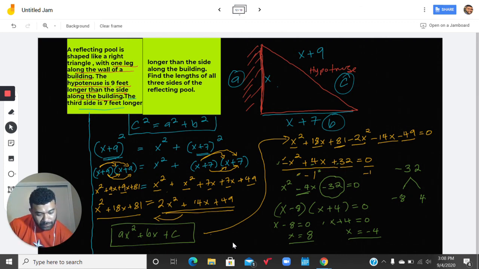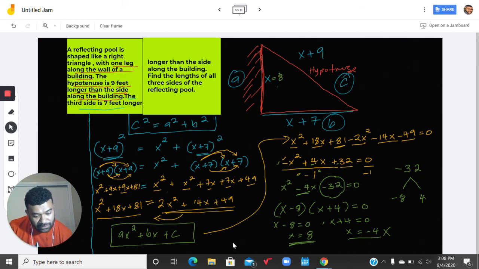Now since we found our two values, we have a positive 8 and a negative 4. With common sense, we know that no length can ever be a negative number, so it's going to be a positive. So out of these two solutions, we're going to go with the positive, which is 8, and we will ignore the negative 4 because it doesn't exist as a real life length. And now we go back to the triangle. So now we know that our value of x is going to be equal to 8.